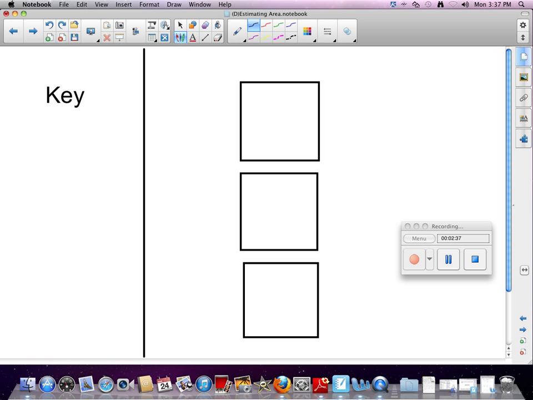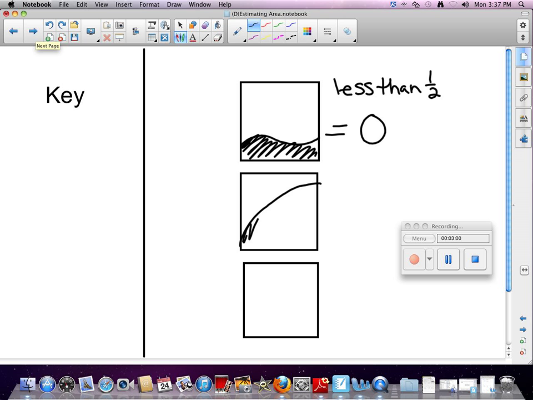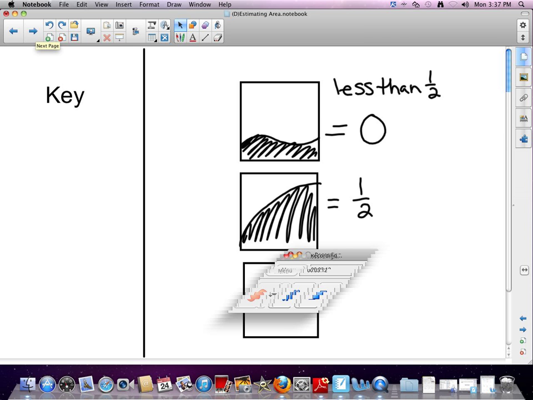So for the first one, let's say we have something like this. And it's colored in because we're looking at area. Anytime we have less than 1/2, that is going to equal 0. So we're not going to actually count those. Anytime we have something that maybe looks like this, that's about half of the square, so that would be equal to 1/2. So far we have 0 and 1/2.